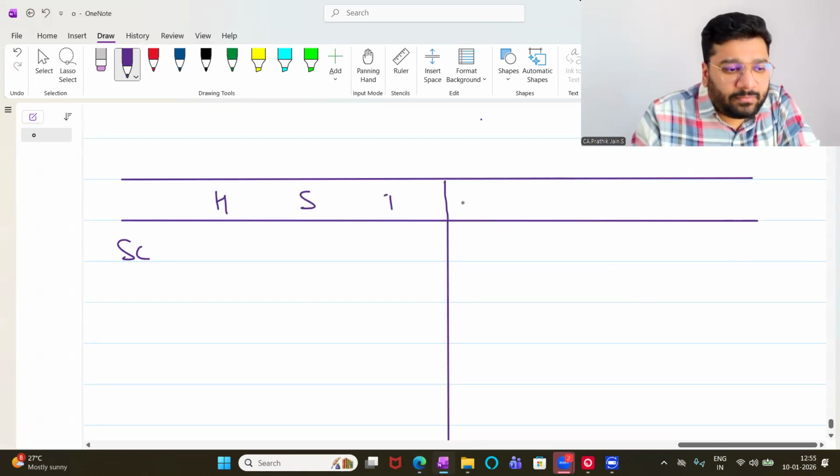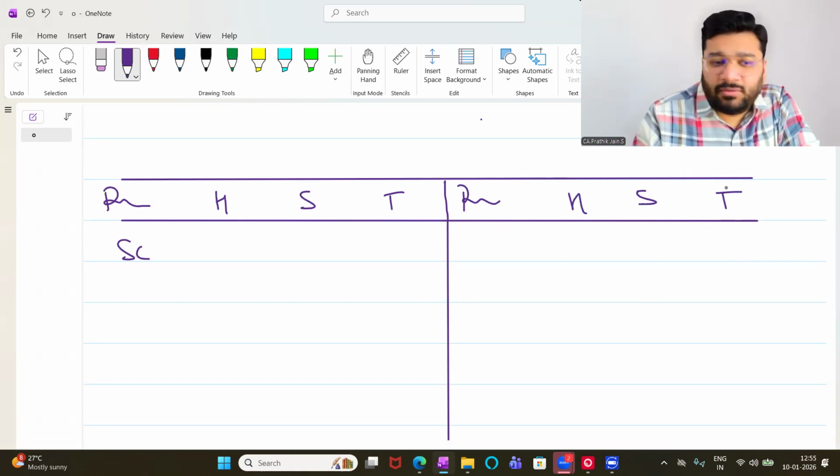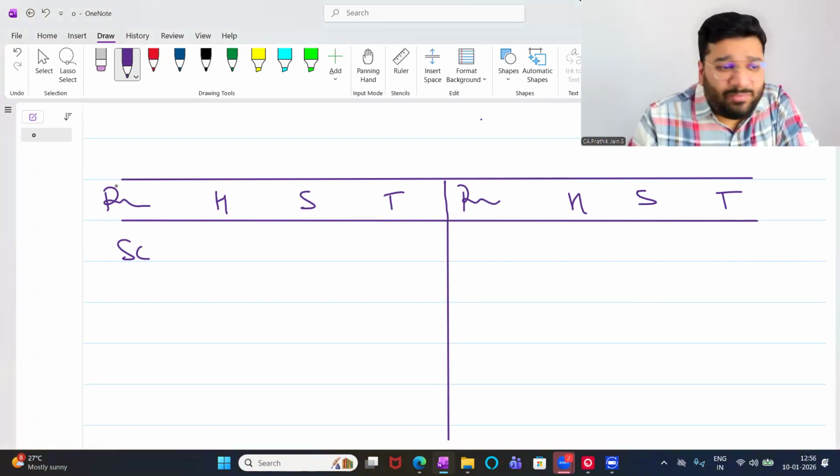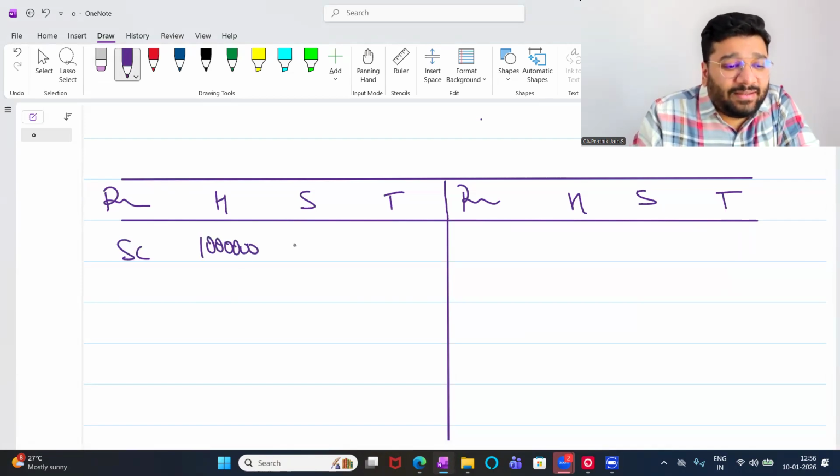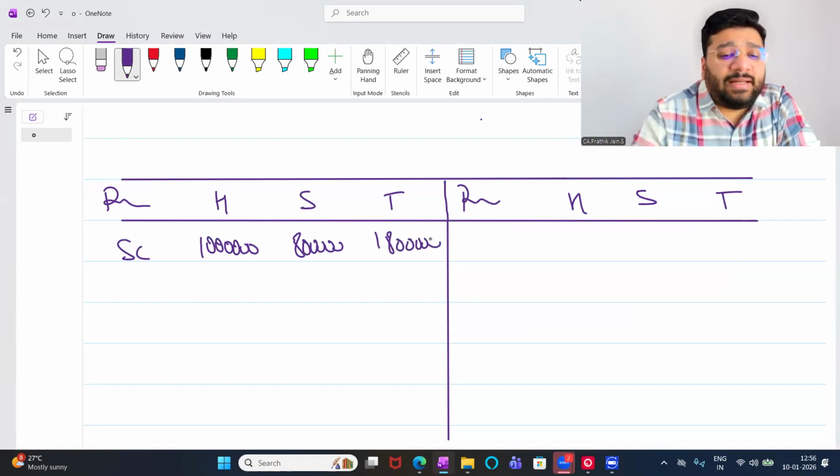HS total. Particulars, HS total. People are impressed by this diagram. Oh, you got impressed because of the signature? Now, tell the share capital of H. 10 lakh. S, 8 lakh. Total, 18 lakh. This is how my capital looks after this journal entry.